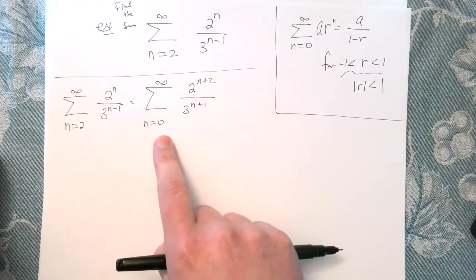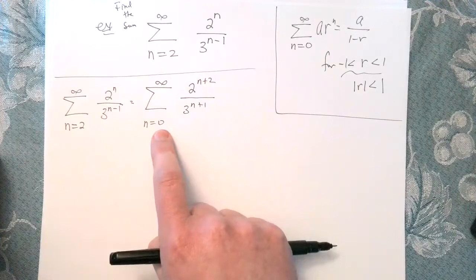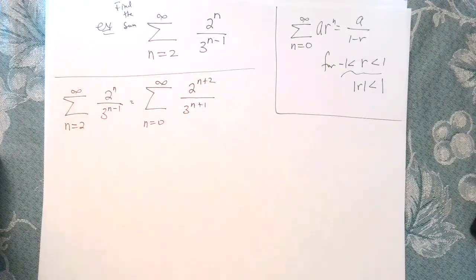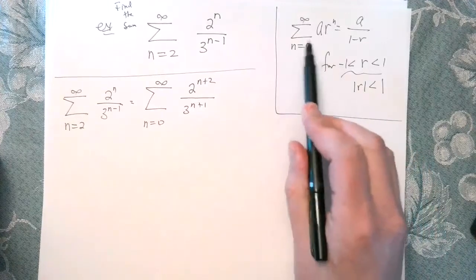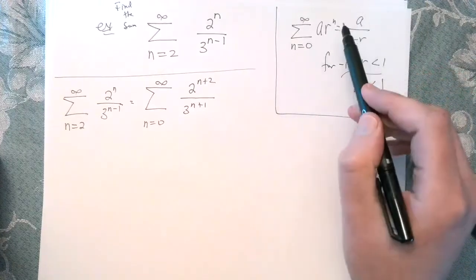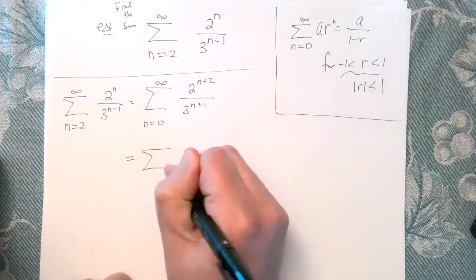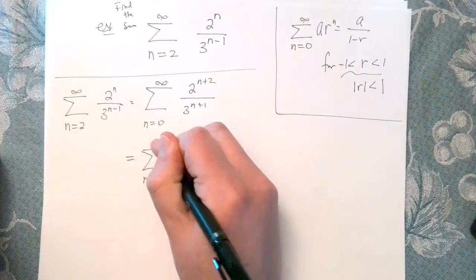And is that the same thing if I plug in 0? Well, if I plug in 0 here, I get 4 over 3. Yes. So we're fine there. So our first goal is taken care of. The next thing we'd like is our common ratio to the nth power. So let's do a bit of algebra to get our common ratio to the nth power.